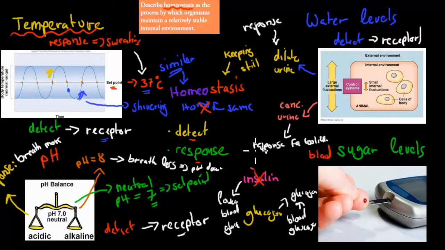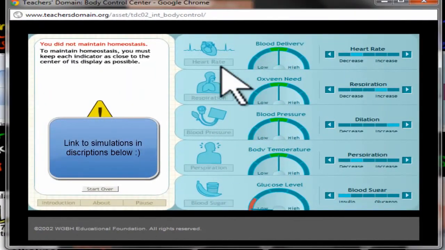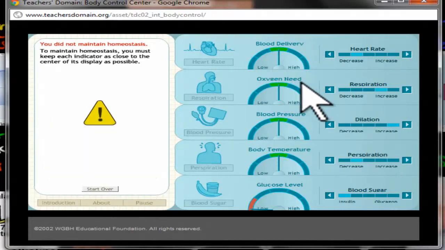Now I'm going to quickly show you an animation, not a simulation, to show you how important it is to keep a constant internal environment. So what you're about to see is different levels for blood delivery, oxygen needs, blood pressure, body temperature, and glucose levels. All of these things have been maintained in the constant internal environment. What happens if they're not? You'll see in a second. So I'm going to start the animation.